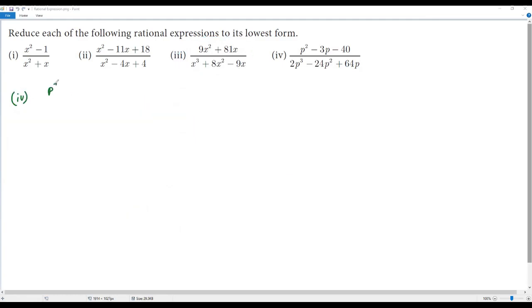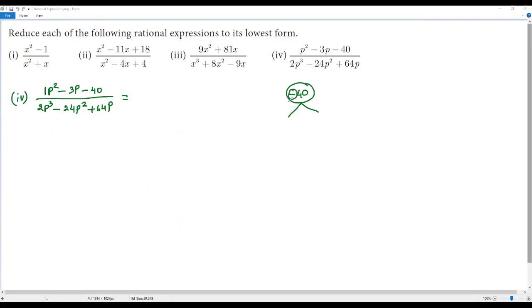That is p square negative 3p negative 40 divided by 2 times p cube negative 24 p square positive 64 p. In the numerator, we have a quadratic expression. Let's factor this one. Multiply the constant term negative 40 by the coefficient of p square, that is 1. Then I'm getting negative 40. Here I have to get two factors so that the product equals negative 40 and the sum of the two factors equals negative 3.